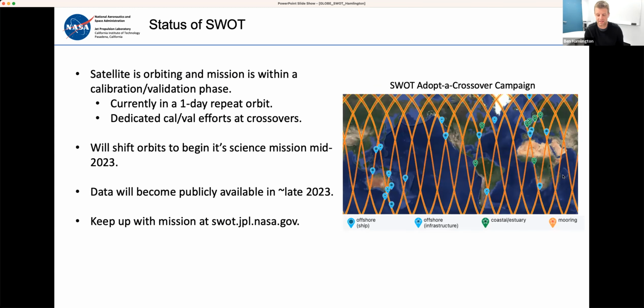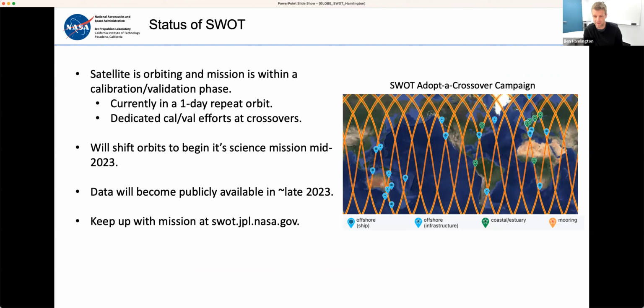Okay, so what is the status of SWOT right now? So SWOT is currently on orbit. It is collecting data. We are about to enter into the calibration and validation phase. It's been in a commissioning phase to date, making sure everything checks out. It is currently in a calibration and validation orbit.